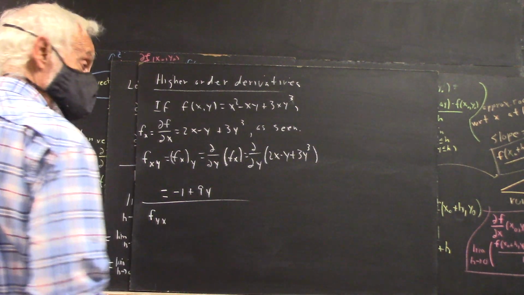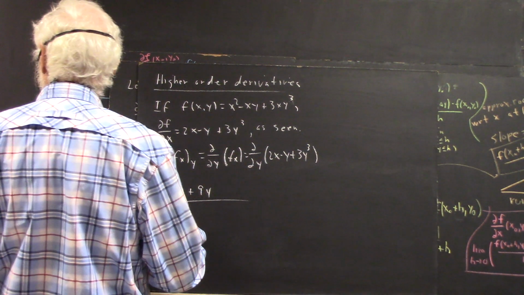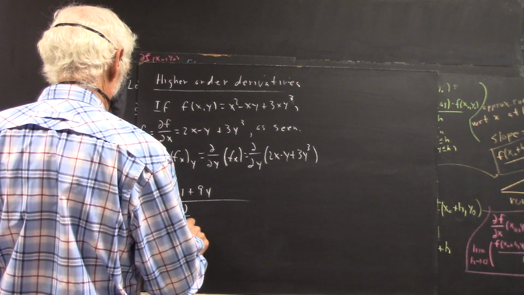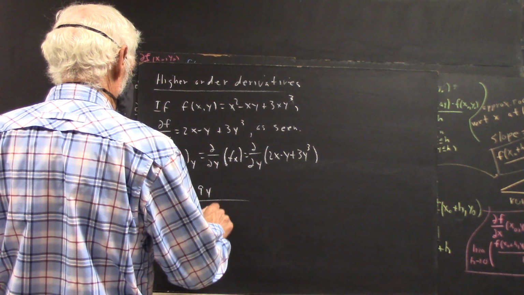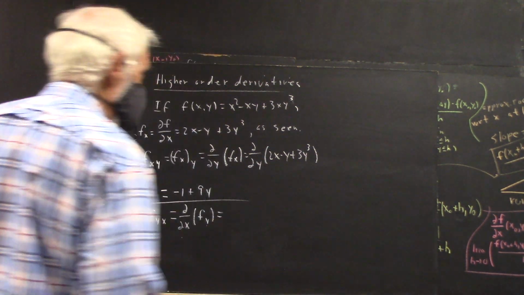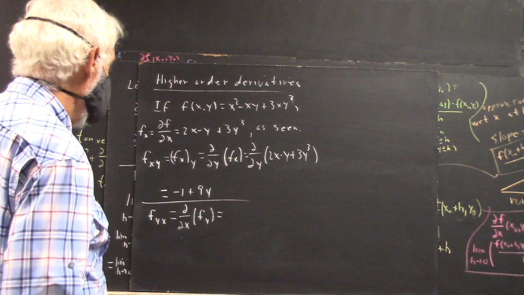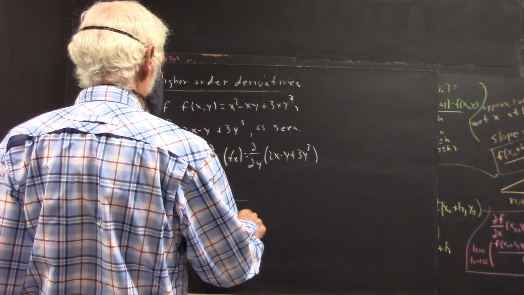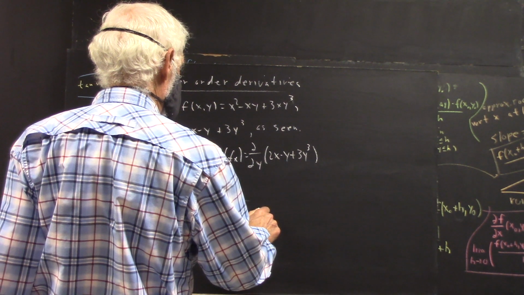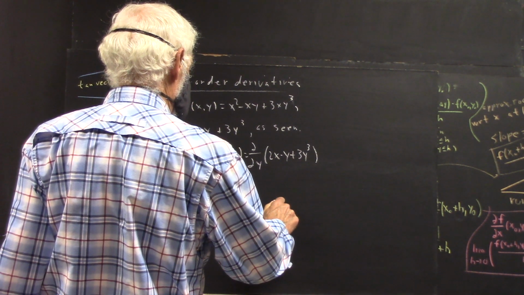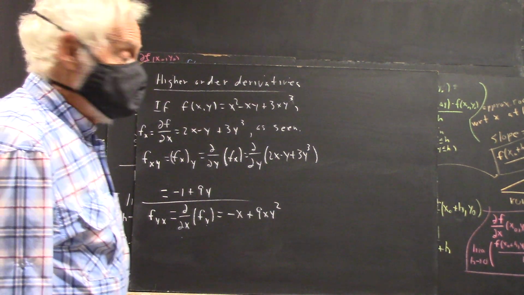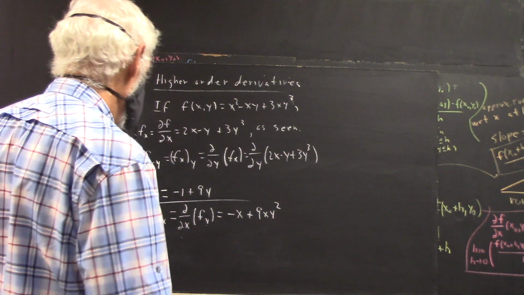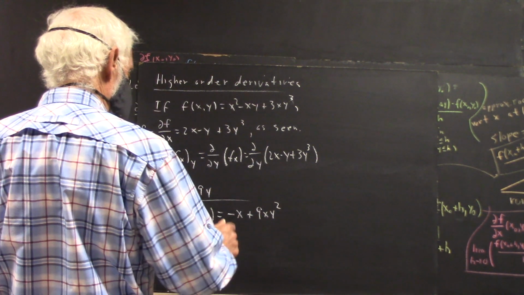What about fyx? You know, that's a partial with respect to x of fy, isn't it? And fy, just go back to this, let x be constant, fy is negative x plus 9xy squared. Derivative of y cubed is 3y squared. Multiply that by 3x. This is what you get. And I forgot to write my partial with respect to x.